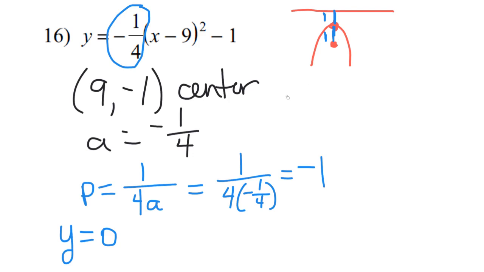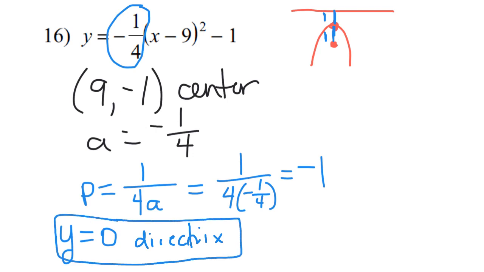Now to get the focus, I need to subtract 1 from my Y value. So this is going to be -1 minus 1, and this is a point. So I need to make sure that I write my directrix, and this is my directrix, Y equals 0 part. Now my focus is going to be a point.